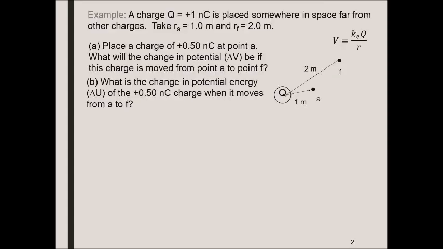We have a source charge of 1 nanocoulomb. Nano is again 10 to the negative 9th. It is placed somewhere in space far from other charges, which means we don't have any other charges to worry about. We're just going to worry about this one. We're far enough from the other charges that they are not influencing our potential and electric fields. And we're going to look at a distance of 1 meter and 2 meters away from our charge.